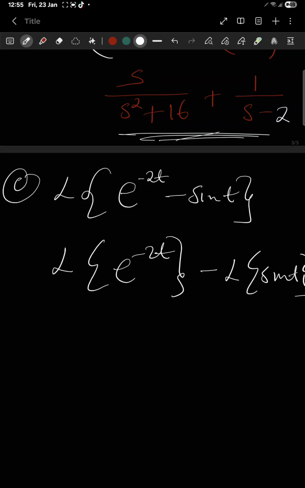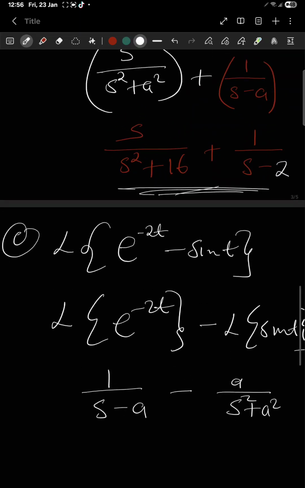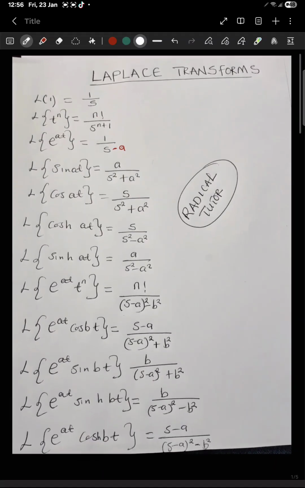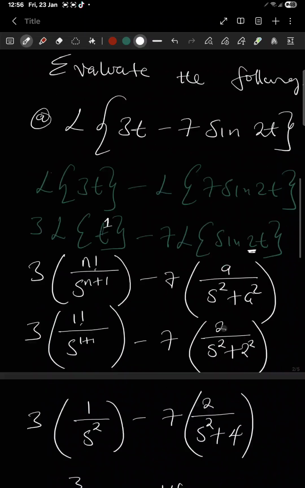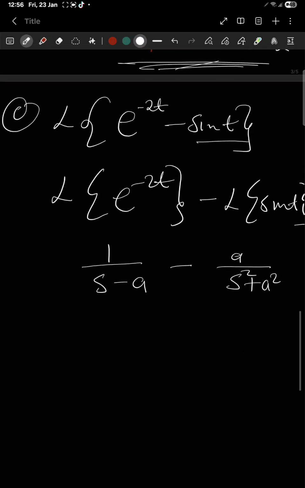So now in this case, you say Laplace of e to the power negative 2t is 1 over s minus a, and minus Laplace of sine t. Laplace of sine t, we've said that it is a over s squared plus a squared, like that. So that's the Laplace of sine at, which is this one here. As given here, we are saying that Laplace of sine at is a over s squared plus a squared. That's what I've written. Then now you need to replace the numbers.